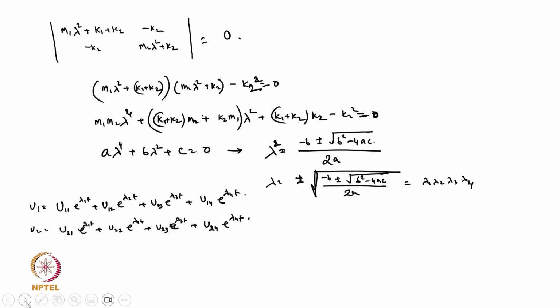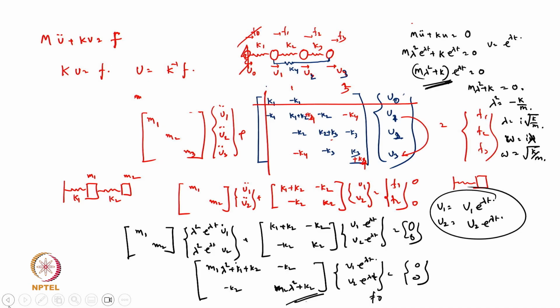Now let's focus on lambda, what is lambda actually. In the previous case we have seen that lambda becomes i times root over k by m. So we decided that sometimes instead of lambda we can put i omega. We did it in the single degree of freedom case, because in e to the power i omega, omega will be a real number, not a complex or imaginary number. So we can think about the problem in that way.